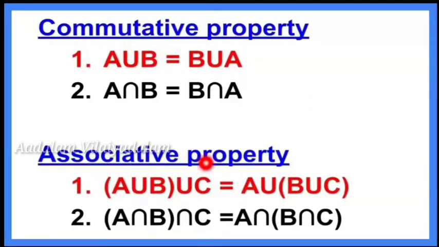The second one, associative property. Here the first one, A union (B union C). All these are union only. Only the brackets are different, for A union B here, for B union C there. The next one is the same, only the sign has changed, that is A intersection (B intersection C) and (A intersection B) intersection C. The brackets have changed.